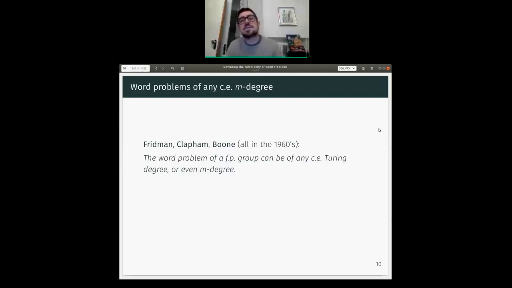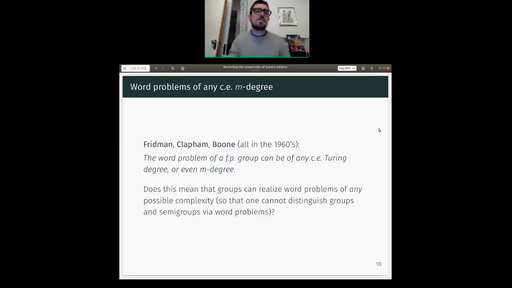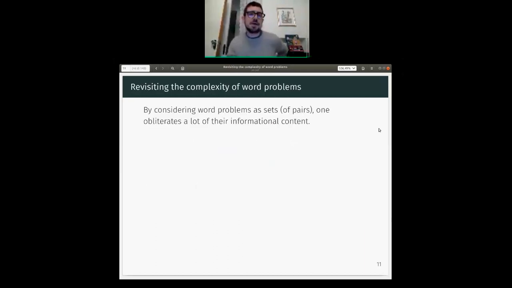Because the point is that after all these results, what you actually show, apparently, is that groups can realize any possible word problems relative to finitely presented groups, can realize any possible complexity. And in particular, you're not really able to distinguish semigroups relative to groups in terms of the word problems that they can realize. Okay? But is it really true? Well, the answer is no, right?